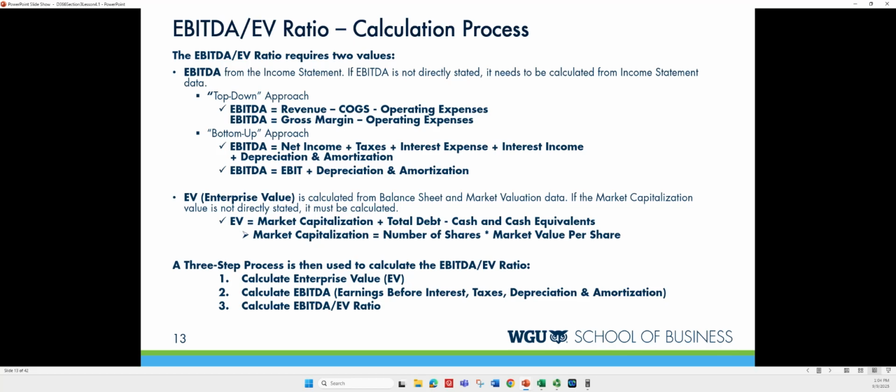And then that second value is the enterprise value. It's calculated the same as we did in our prior calculation: market capitalization plus total debt minus cash and cash equivalents. And the three-step process is very similar to the last calculation we did for the EBIT to EV ratio. We're going to first calculate our enterprise value, then we're going to calculate EBITDA, then we're going to calculate the EBITDA to EV ratio.